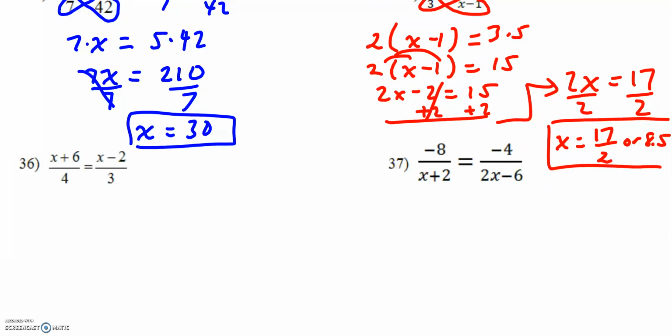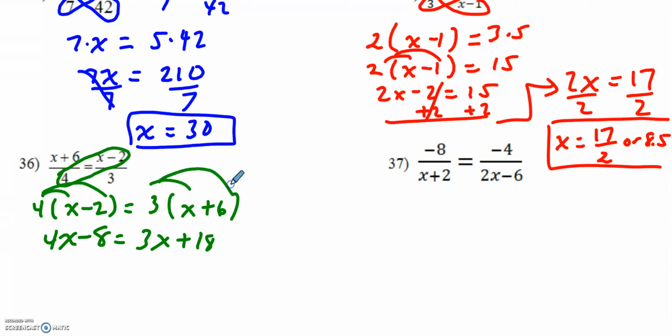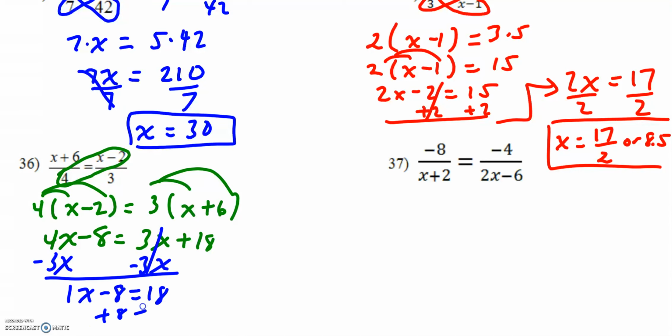Number 36, fraction equals a fraction, even though it looks uglier, so we can cross multiply. 4 times all of x minus 2 is equal to 3 times all of x plus 6. So we have to distribute on both sides. We would get 4x minus 8 equals 3x plus 18. Get those x's together because they're not on the same side. 1x minus 8 equals 18. Add the 8. So it looks like my x value is 18 plus 8, or 26.